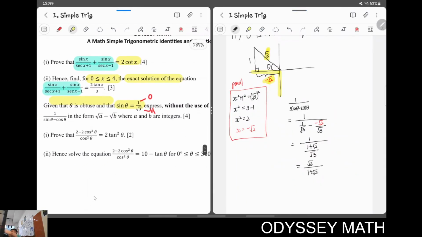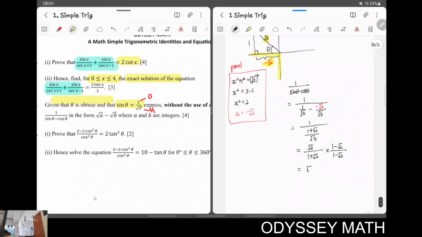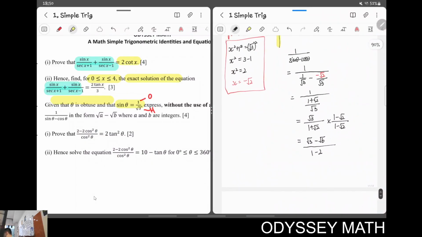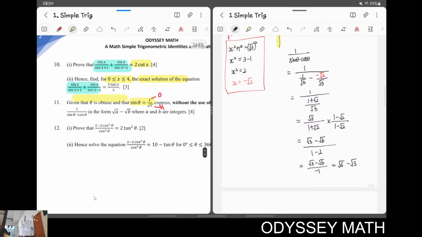And how do you actually make it into this form? We need to, let's go back to our surds, we rationalize. Times 1 plus square root 2 over 1 plus square root 2. So then we have square root 3 plus square root 6 over 1 minus 2. Am I very fast? I leave it to you all to work out the surds yourself, okay? So it's square root 3 plus square root 6 over minus 1. That will give me minus square root 6 minus square root 3. And yeah, we are done with this question, question number 11.